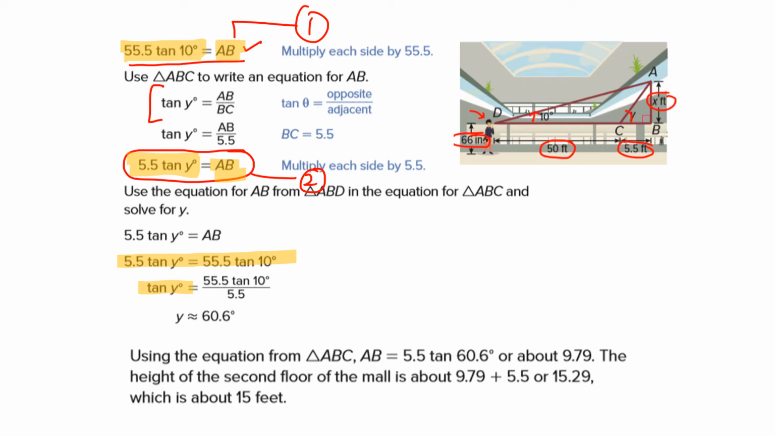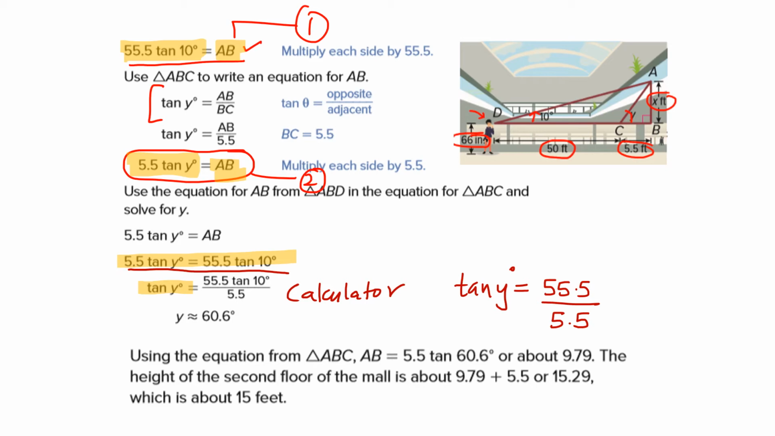Okay, so from this step you have tan y equal to 55.5 tan 10 degrees divided by 5.5. So you can use your calculator here to simplify, cancel out the common terms, and here your tan y will come out to be this expression. And then because tan y is going to be this value, I'm just putting here tan y is equal to 55.5 divided by 5.5, and the value of tan 10 degrees is 0.173.